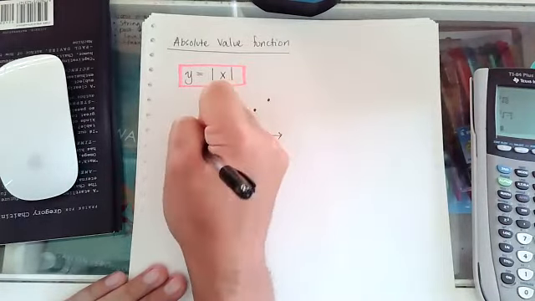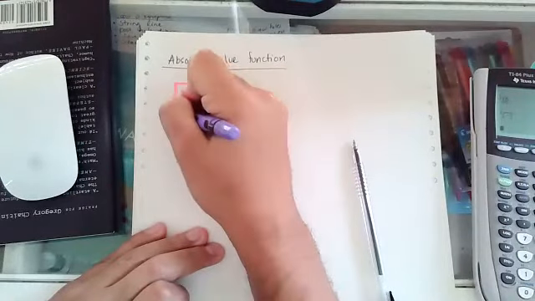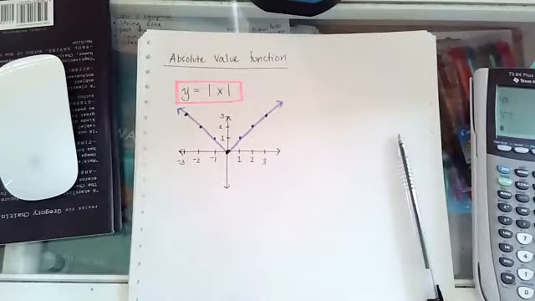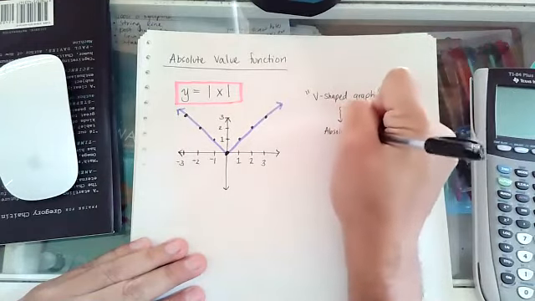Well, if you look at these dots, it sort of looks like a V shape. So anytime you see a V-shaped function or a V-shaped graph, you should be thinking to yourself, oh, this is an absolute value function.